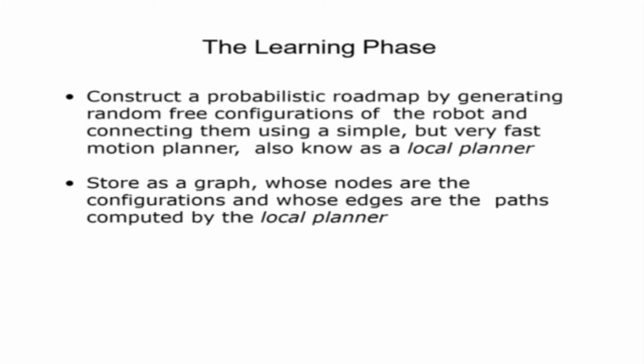So this is the first way in which it goes. The second is the learning phase after generating your sample points. You construct a probabilistic roadmap by generating random free configurations of the robot and connecting them using a simple but very fast motion planner. This is also called the local planner. So you generate these points and connect them by means of the local planner. Now store this as a graph whose nodes are the configurations and whose edges are the paths computed by the local planner.